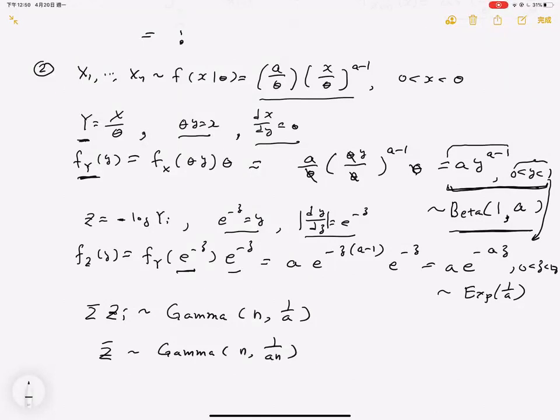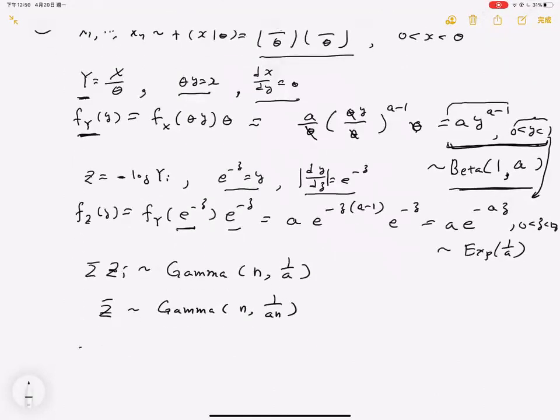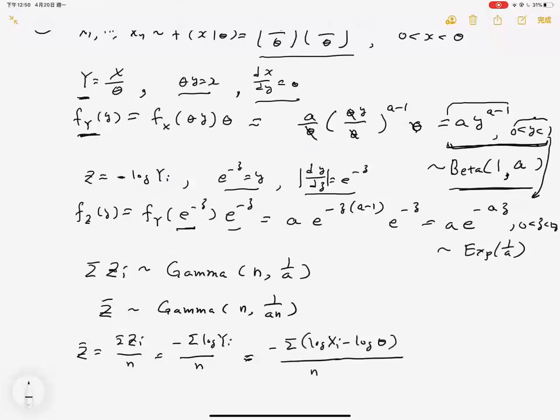So that means if I do so, z bar equals 1 over n times the summation of zi, which equals minus 1 over n times the summation of log yi. Well, where is my theta then? Good point. That means I'm looking for theta to become a pivotal quantity. Otherwise, it's no use. So I think right here it is log xi minus log theta.